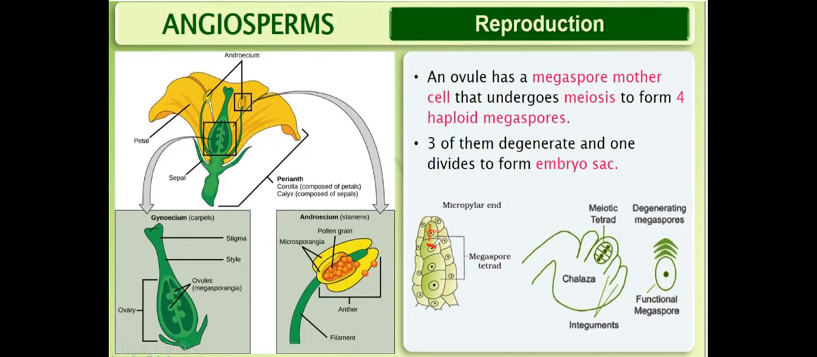So out of 4, 3 get degenerated. And this one divides to form the embryo sac. Out of the 4, 3 get degenerated, and then there is a functional megaspore.